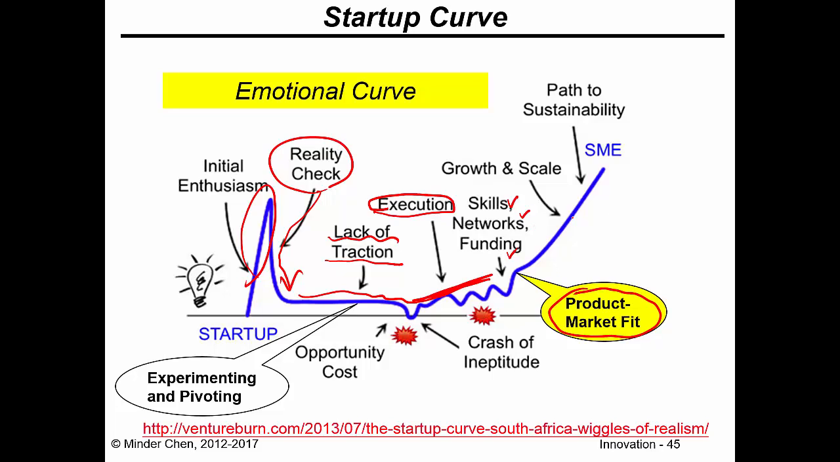And when you reach the product market fit, then you can start to grow your business and scale it up, and eventually you will become a well-established firm. SME means small, medium-sized enterprise, and so from product building eventually to company building. When you don't have a lot of traction, you're pretty flat and low in terms of your emotion. You conduct different types of experiments and try to figure out the right direction for the product development. And so you're constantly pivoting to adjust your product strategy and direction.